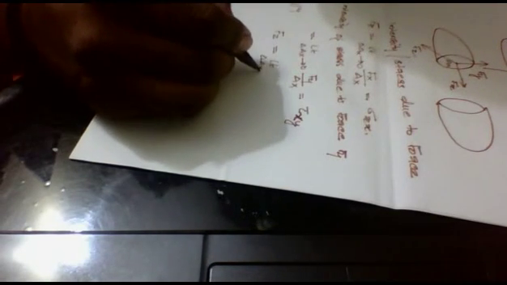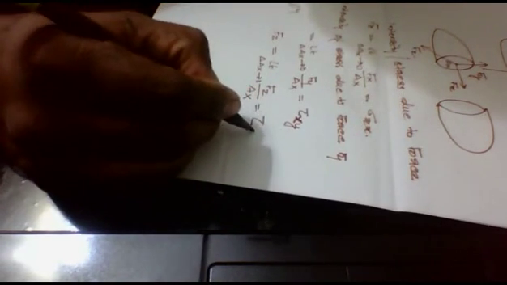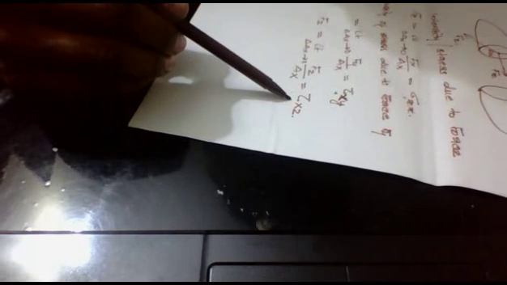Similarly, intensity of stress due to Fz is equal to limit delta Ax tends to 0, Fz by Ax, which is equal to tau xz. So we will be getting sigma xx, tau xy, tau xz.